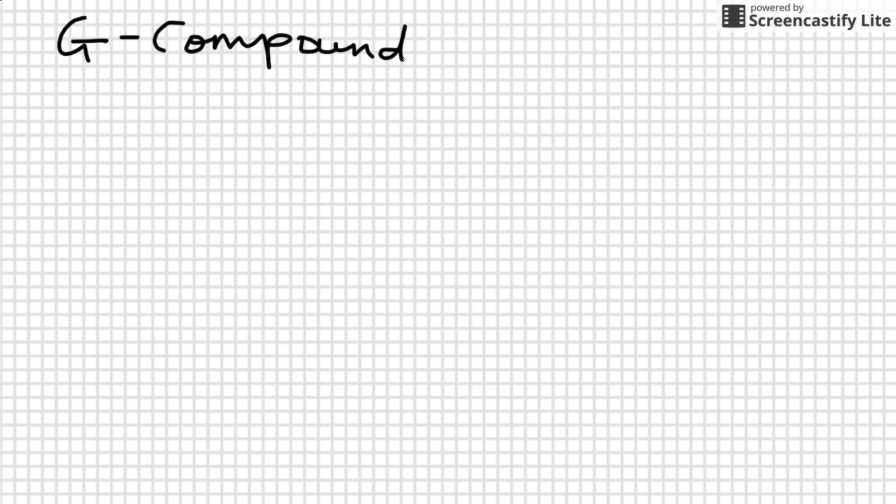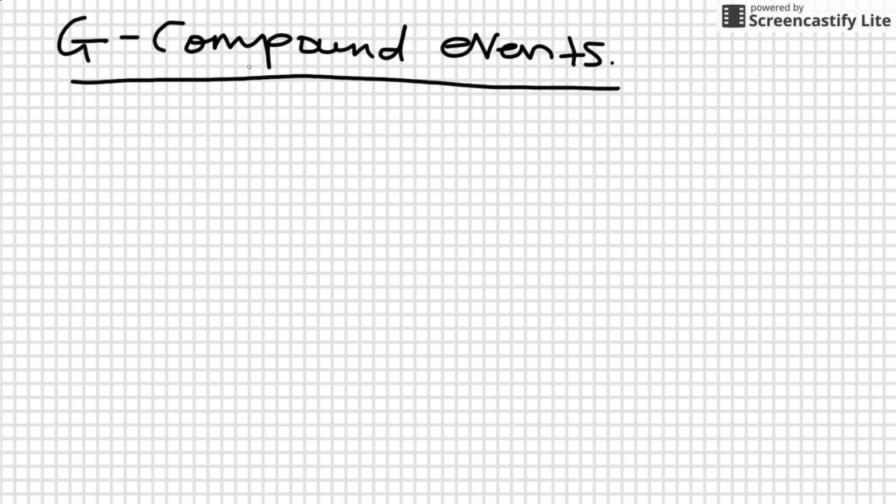Okay, let's do some compound events. So this is going to look at the probability of two things happening. So in your book, this is section G on compound events. Now this should be pretty straightforward once you get your head around it. So straight into it.